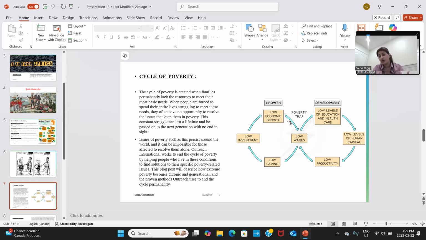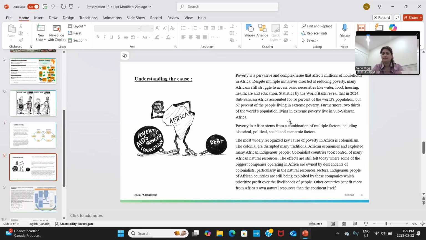So, this cycle is also affecting them, and they are underdeveloped. They are far away from development. They are just getting dug into this kind of situation. So, the cycle of poverty is going on and on with time. They are not getting out of this.